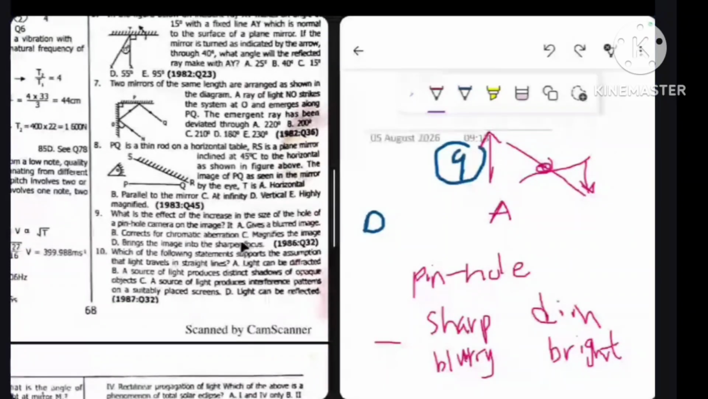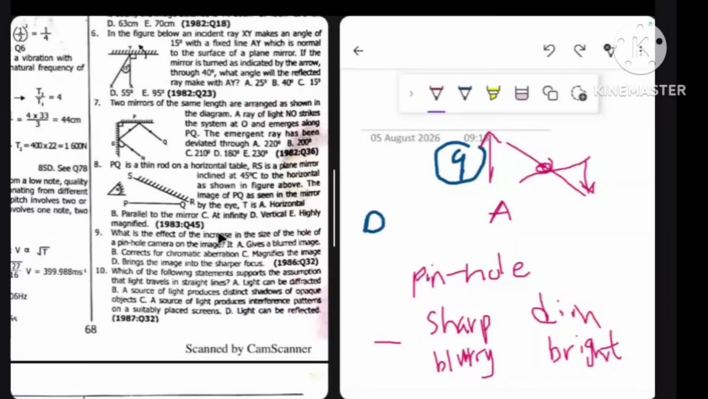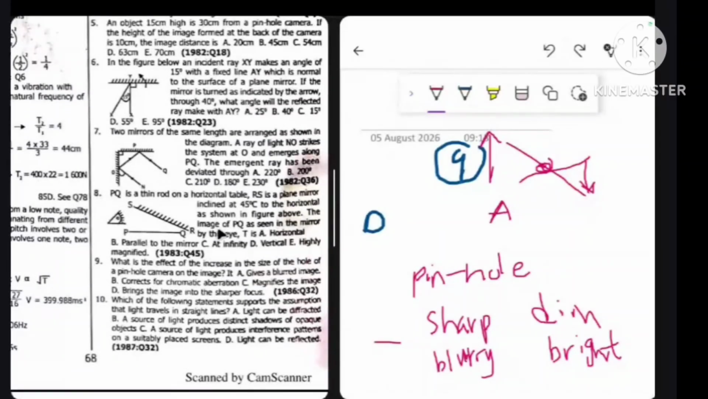Is that not clear? Okay, yes, sir. Are we satisfied, class? Yes, sir.